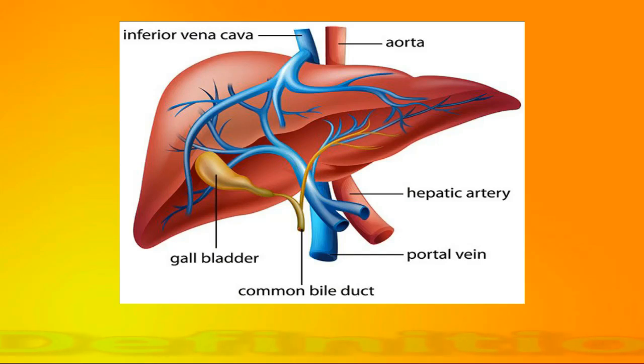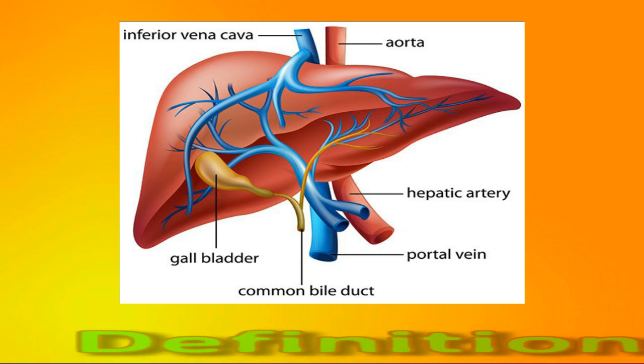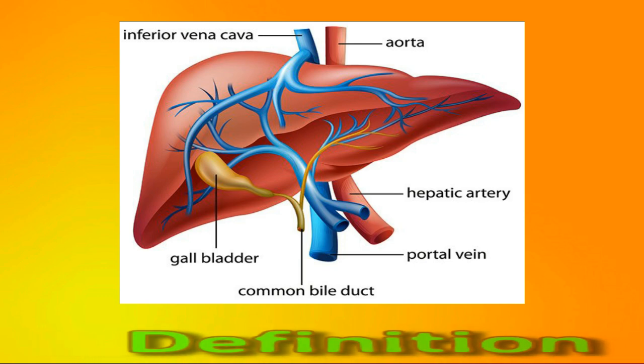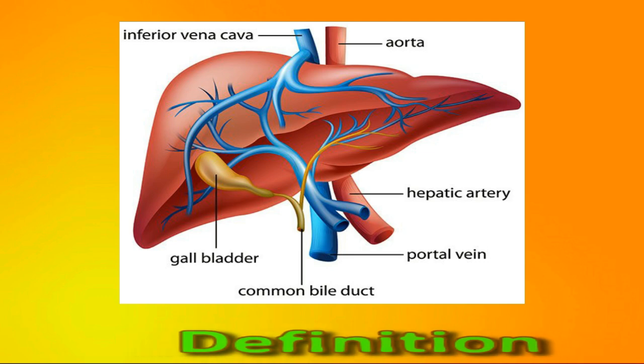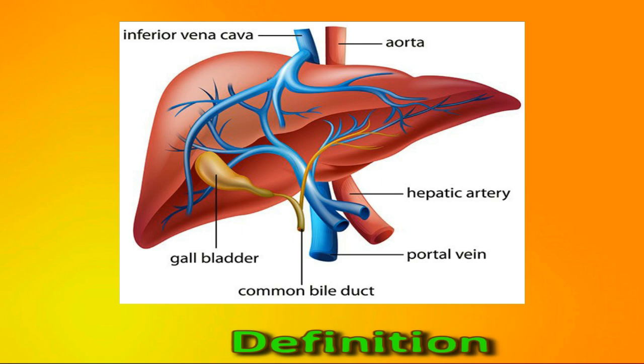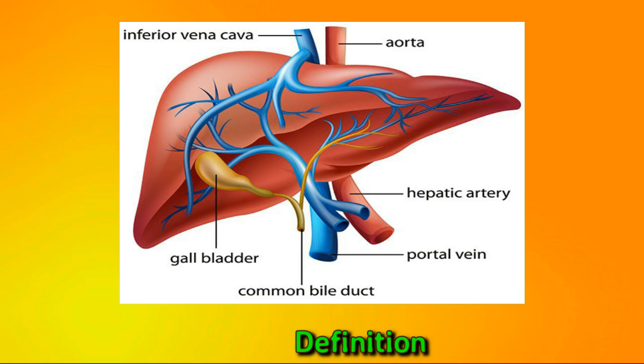Definition: portal hypertension occurs when the blood pressure in the portal vein exceeds 10 millimeters of mercury. The portal vein carries nutrient-rich blood from the stomach, spleen, pancreas and other digestive organs to the liver. The portal vein is not a true vein because it does not drain into the heart, but it provides about 75% of the liver's blood supply. The liver filters toxins from the blood and processes nutrients before sending them to the rest of the body.